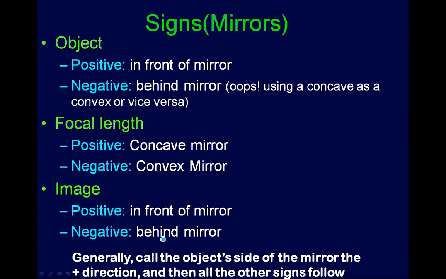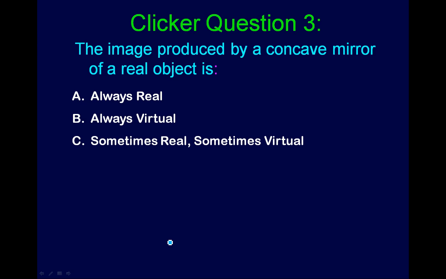So just again with those signs, the object is positive when it's in front of the mirror, negative when behind the mirror. And so you've got to be careful with that. Focal length, again, positive for a concave mirror, negative for convex. And then the image, positive if in front of the mirror, negative if behind the mirror. Generally, we call the object side of the mirror positive, and then all the other signs follow from that. So let's do another question here.